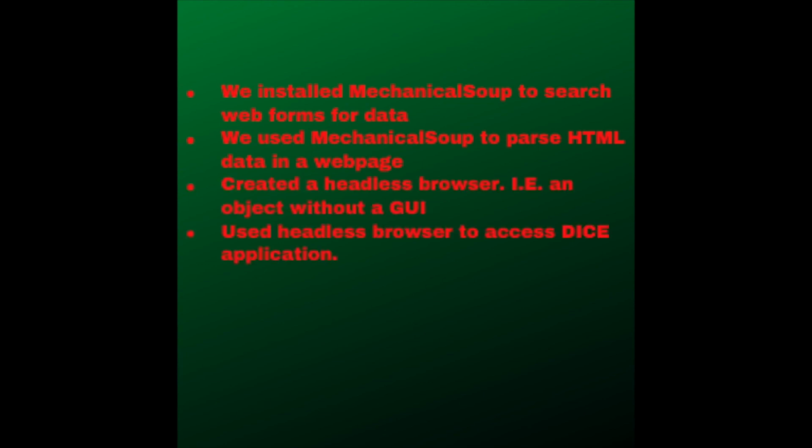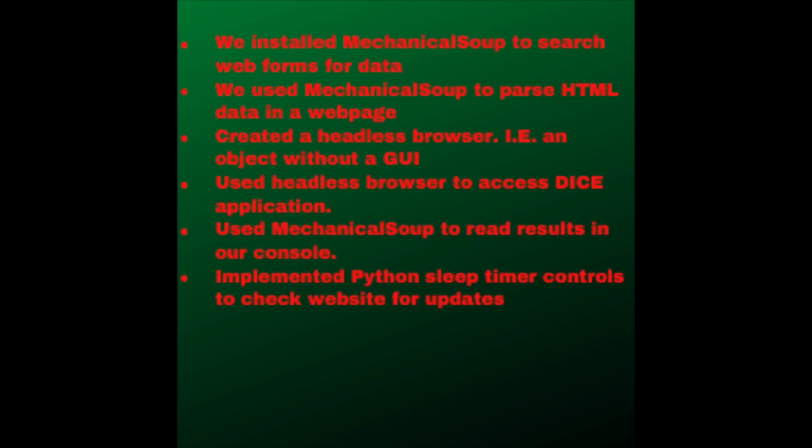Okay, so in this video we covered a few topics. First, we installed and used MechanicalSoup to search web forms for data and tags. Next, we used MechanicalSoup to parse HTML data. Then we used MechanicalSoup to create a headless object, and we used that headless object to access a dice website application. We then used MechanicalSoup to play the dice game and read the results into the console. Finally, we created a delay and stop timer to control our web search queries, which is how we will use MechanicalSoup to check for updates periodically.